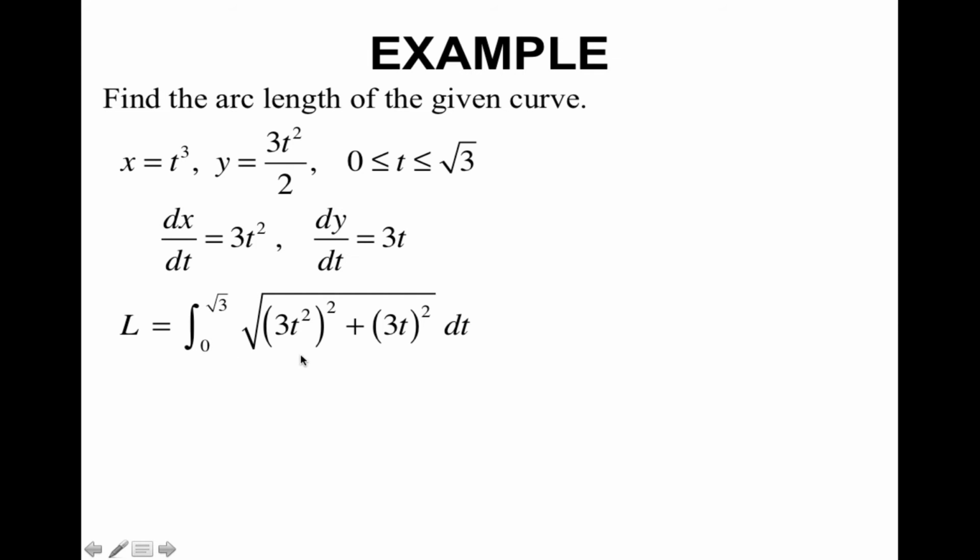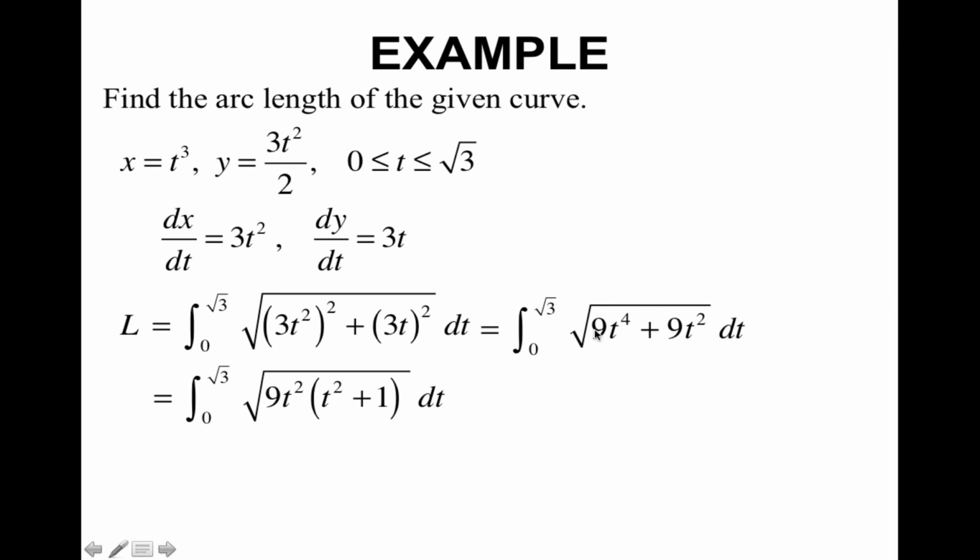And then I have the square root of the derivative of the x function squared plus the derivative of the y function squared dt. And then at that point, I can simplify it. So I use my exponent properties, and I can factor out a 9t squared. And using my square root properties, I can take the square root of 9t squared to give me 3t. And then I can use u substitution to integrate this, and I get 7.